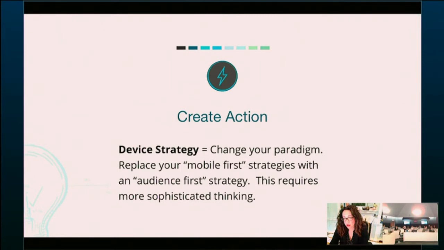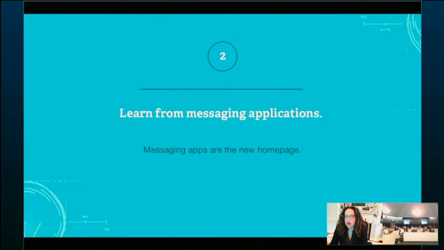This is about an audience-first strategy. And I realize audience may be, as a word, verboten today, so substitute audience for whatever word it is that you all decide you're going to use, but you get the point. All right, the second recommendation is to start learning from messaging applications.